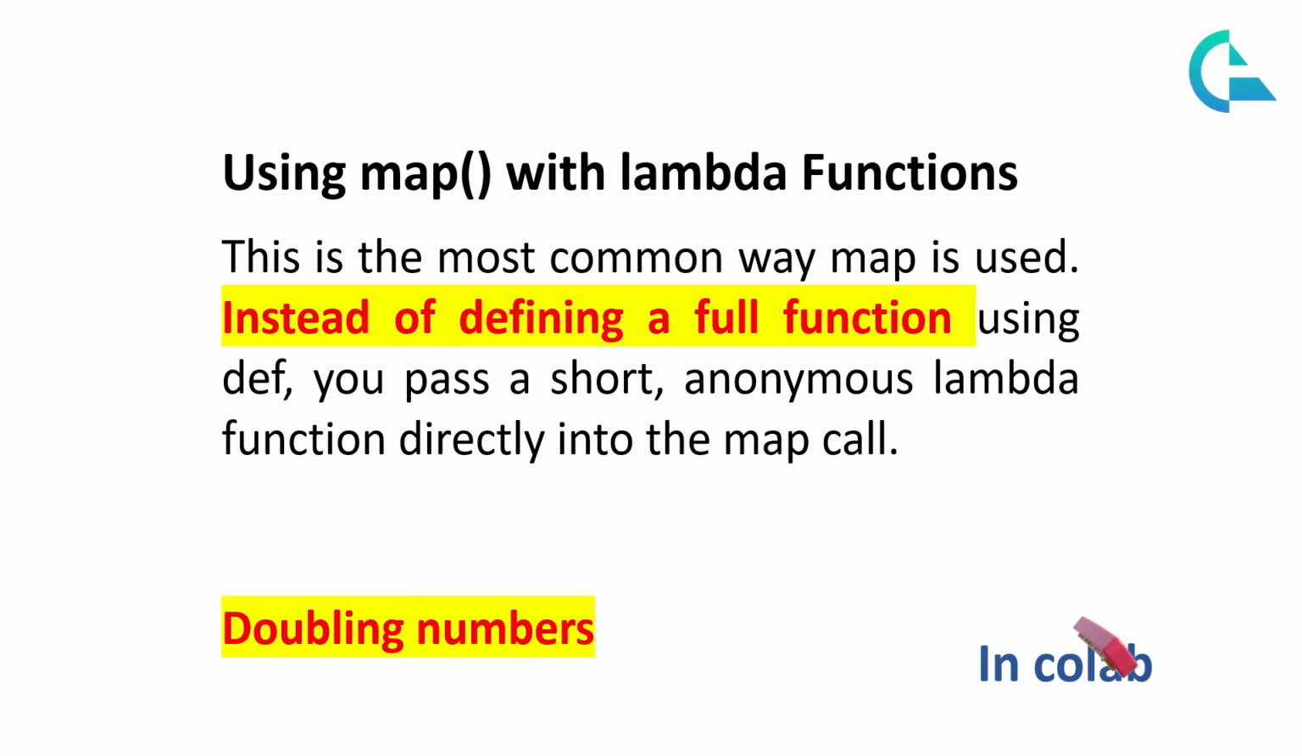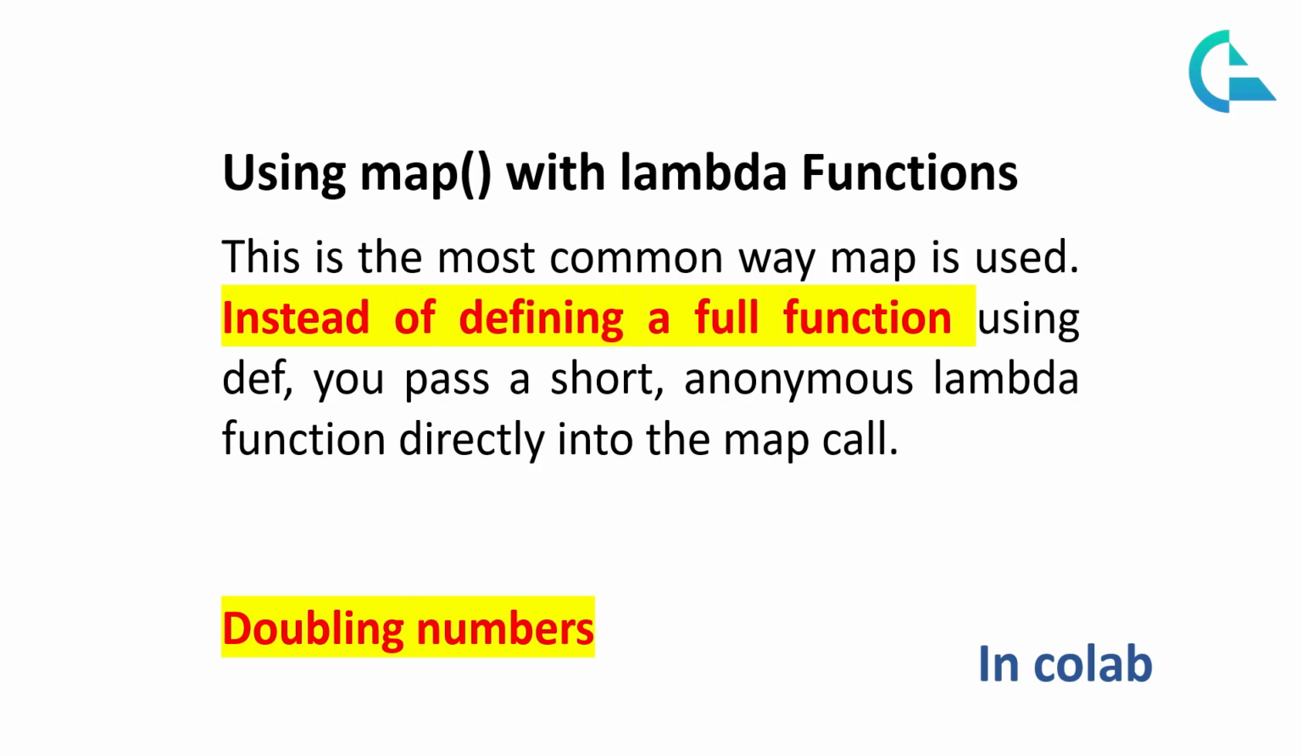It makes code very short and good looking, easy to understand. So you see, this is the most common way map is used. Instead of defining a full function using def, the way we did at first, you pass a short anonymous lambda function directly into the map call. Okay, so we'll see one example with doubling numbers.